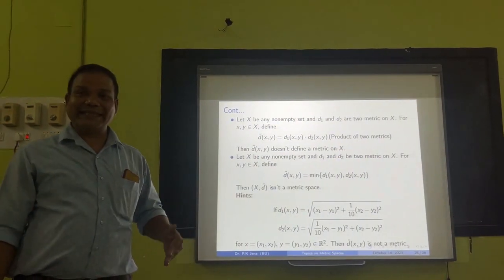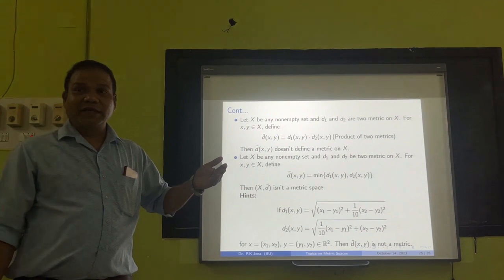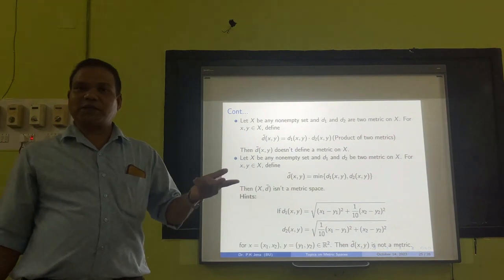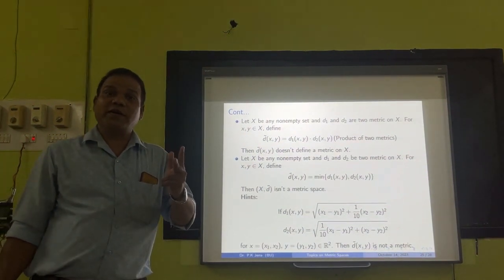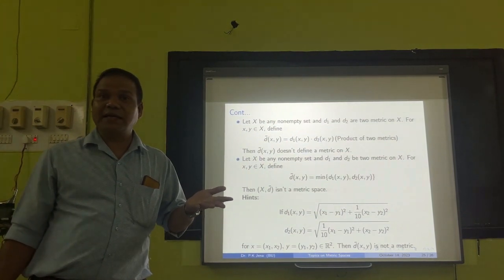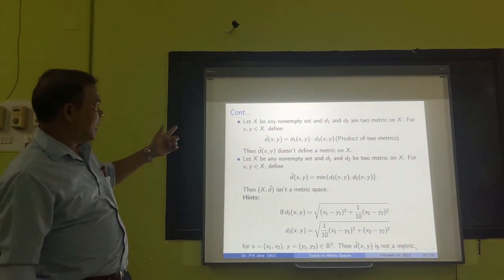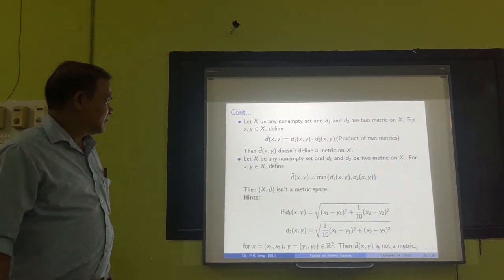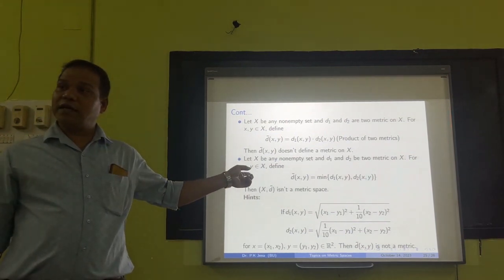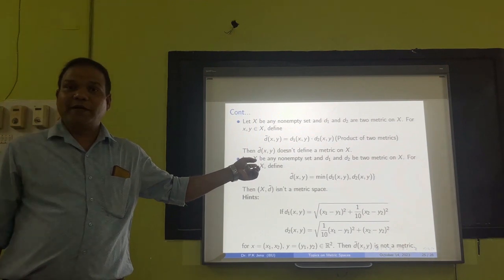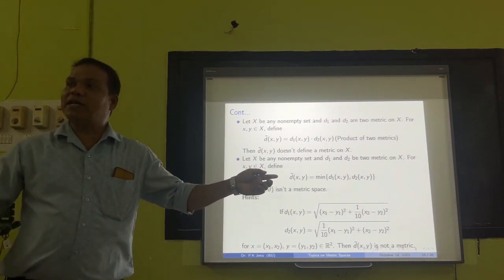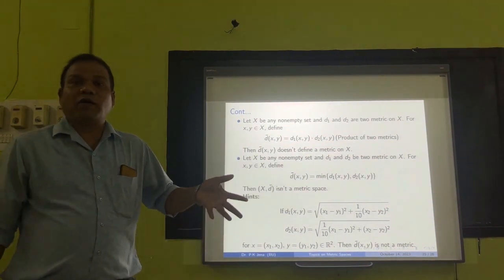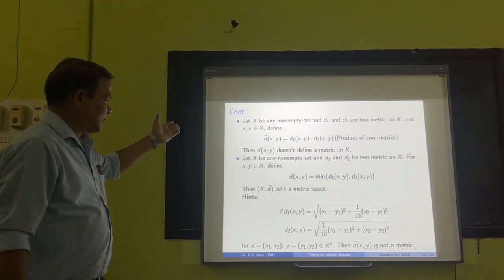Coming to another example of the algebra of metrics, we were considering: if D1 is a metric on X and D2 is a metric on X, will D1 into D2 form a metric on X? The answer is no. We are getting a negative answer here. If D1 into D2 is called D tilde, it will not form a metric on X. Similarly, we considered in the previous example that the minimum of 1 and D will form a metric on X, but the minimum of D1 and D2 may not form a metric on the set X.